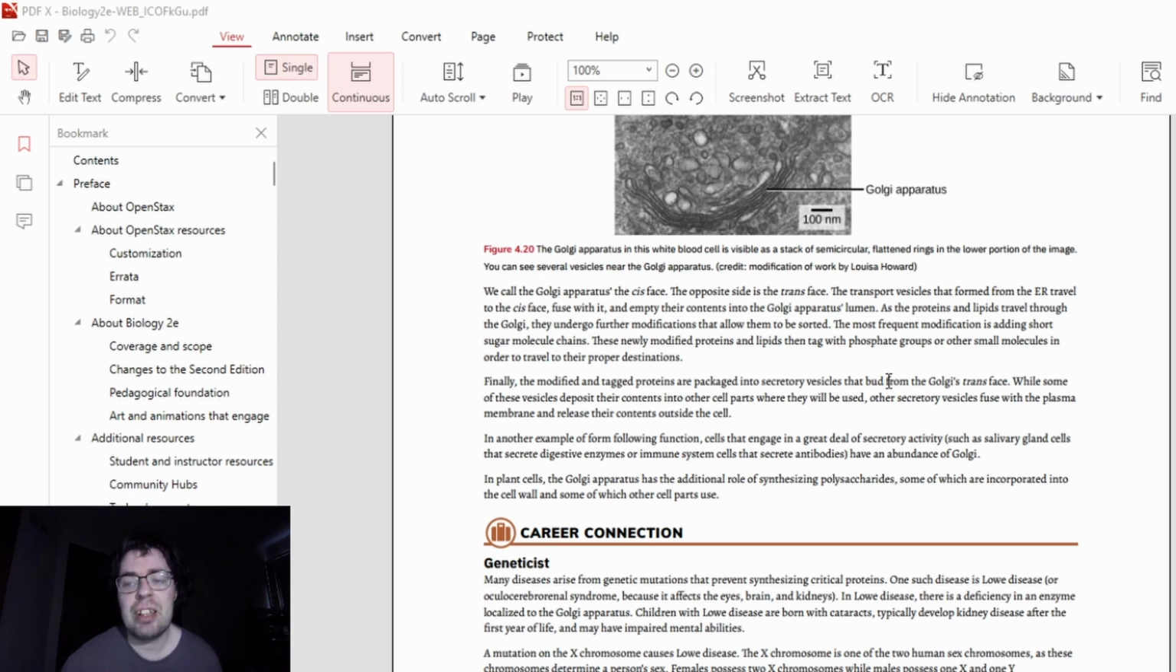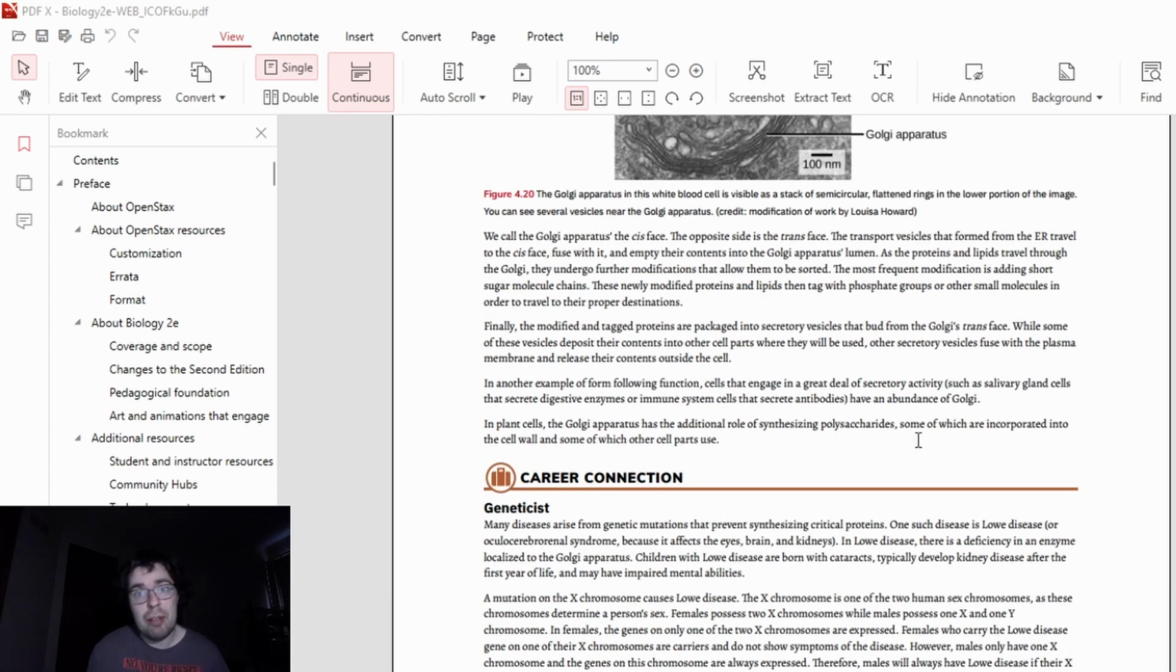To transport, vesicles that form from the ER travel to the cis face, fuse with it, and empty their contents into the Golgi apparatus lumen. As the proteins and lipids travel through the Golgi, they undergo further modification to allow them to be sorted. The most frequent modification is adding short sugar molecule chains. These newly modified proteins and lipids then get tagged with phosphate groups or other small molecules in order to travel to their proper destinations, hence the packaging and stuff.